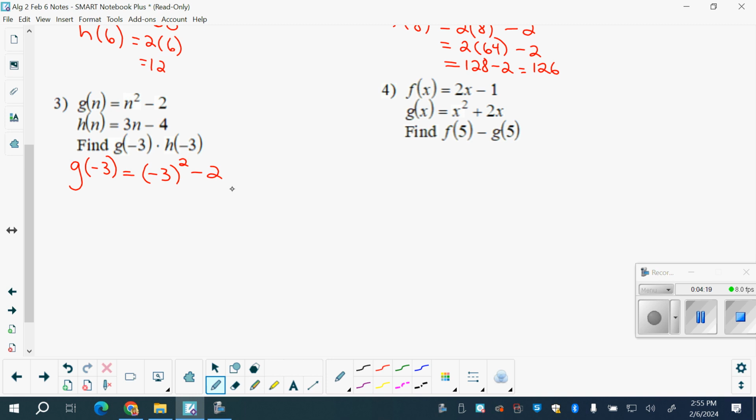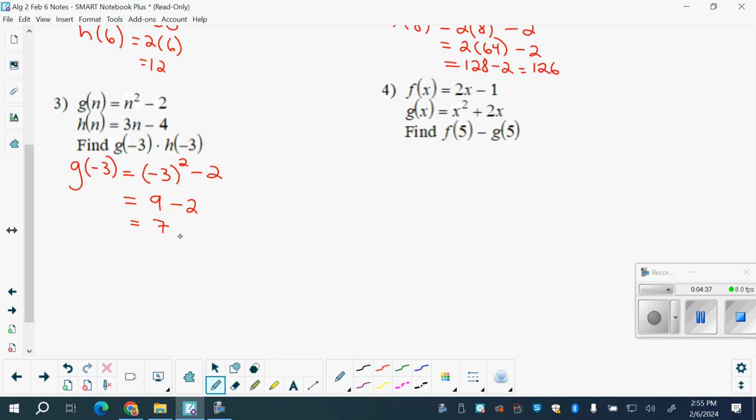When we have the parentheses there, what do we get for the negative 3 in parentheses? We get positive 9 minus 2. If we did not have those parentheses, it would be negative 9. So that's why we have to put the parentheses around it, because we're squaring the negative 3. Does that make sense?